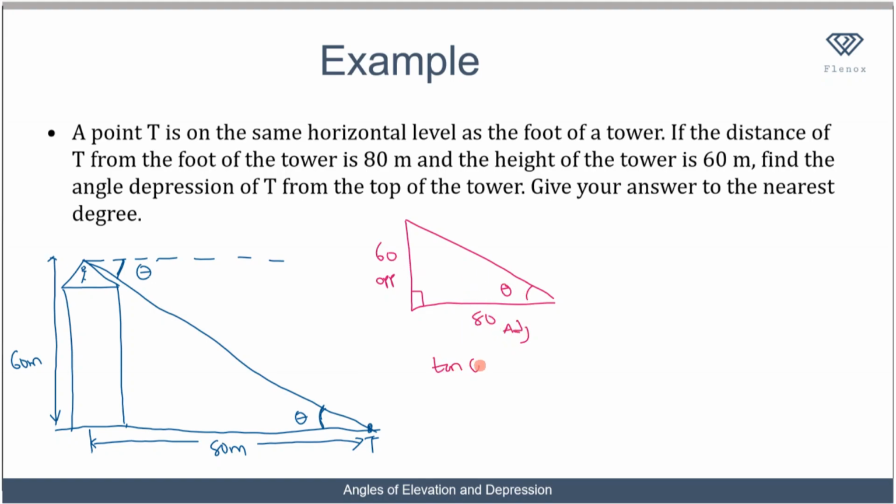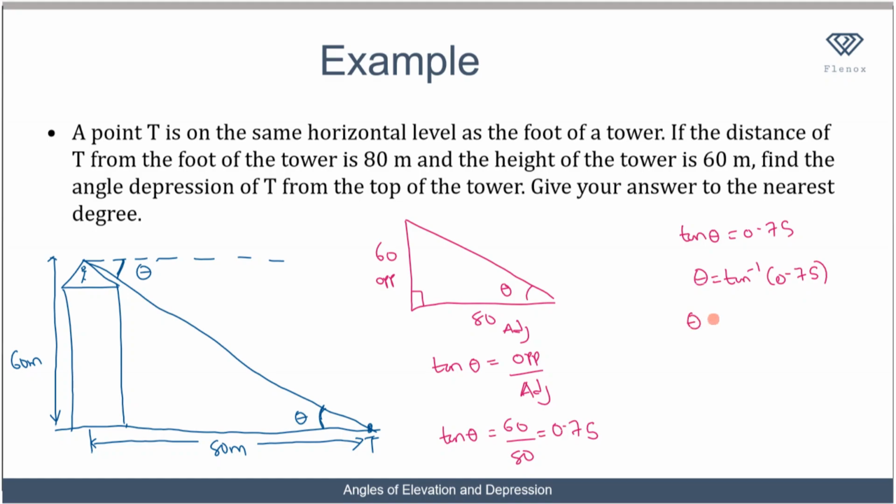So I can write that tan theta is equal to the opposite over the adjacent. In this case, tan theta will be equal to the opposite, which is 60, over the adjacent, which is 80, and that will be what? 0.75. So tan theta is equal to 0.75. So theta will be equal to what? Arctan of 0.75. And when you punch this into your calculator, you get theta to be equal to 36.87 degrees. And since the question asks us to give an answer to the nearest degree, we round it to the nearest number, and that becomes 37 degrees.